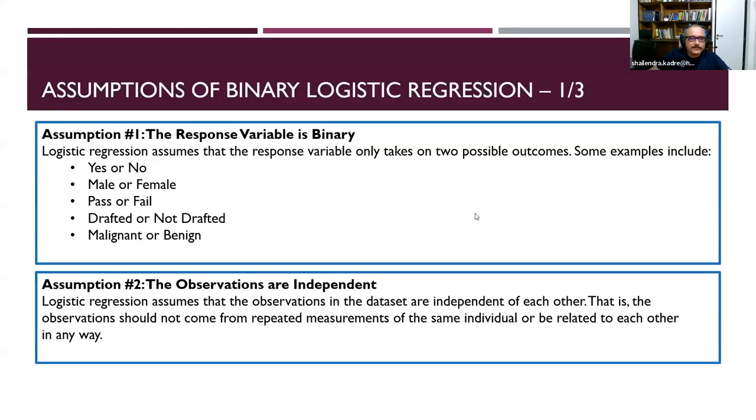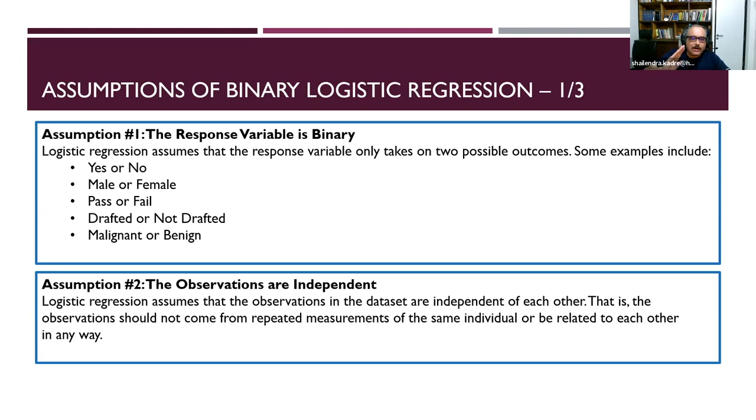So this is what it is. Then there are some assumptions of binary logistic regression. First is that the response variable is binary, where the output is yes or no, 0 and 1. To simplify, we are discussing only binary logistic regression. We are not going into multi-class logistic regression right now. So the assumption for binary regression is that the response variable is binary, either 0 or 1.